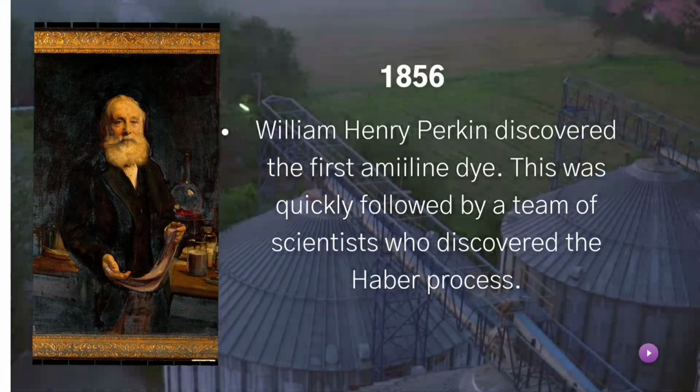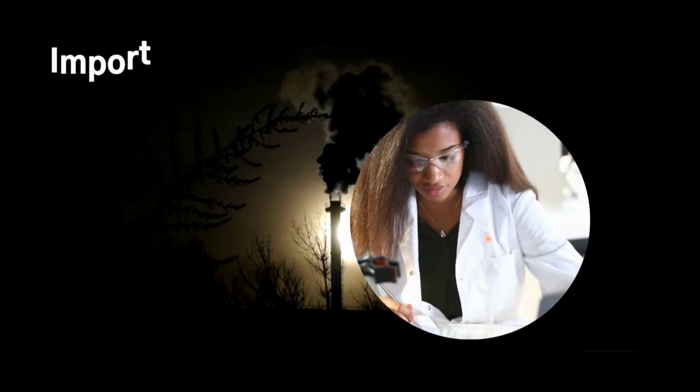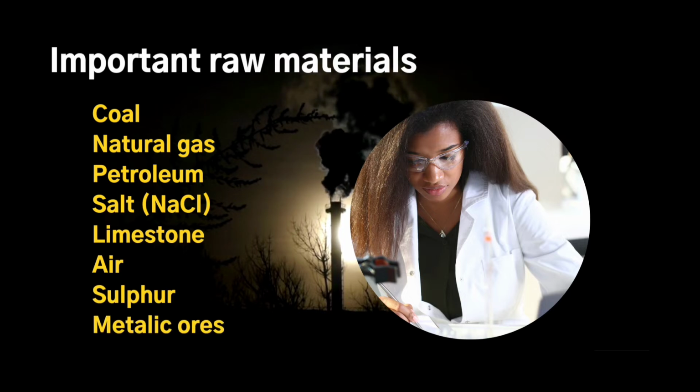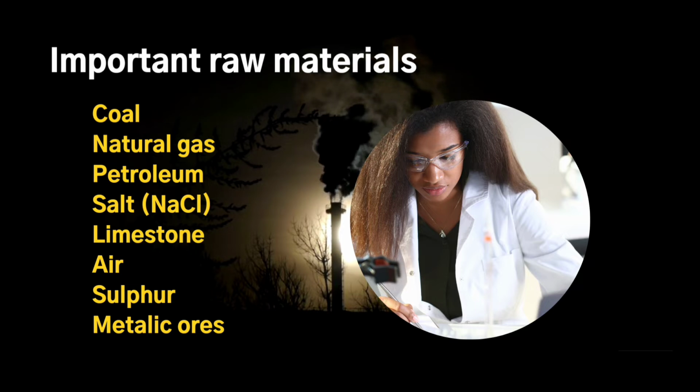Now, looking at important chemical raw materials, they are grouped basically into eight. These chemicals are very important because they are used to produce other chemicals for making other products. Coal, you're already familiar with it. Natural gas, you're familiar with it. Petroleum, you're familiar with it. Salt, which is also known as sodium chloride. Then we have limestone, air, sulfur, and metallic ores, which are used for extracting important metals.